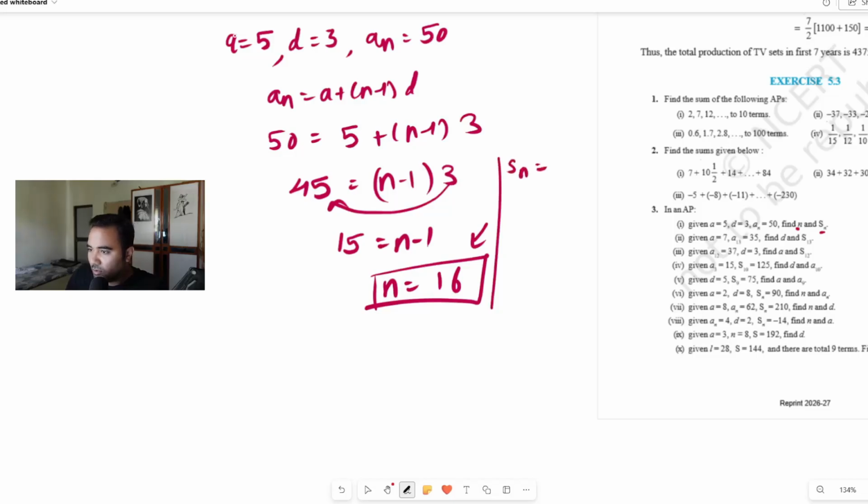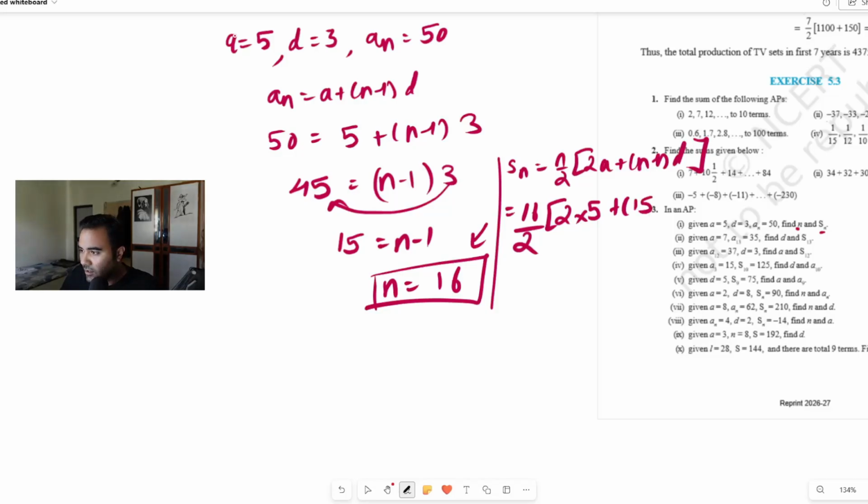Sn is equal to n upon 2, 2a plus (n minus 1)d. Put the values. 2 into 5, plus n is 16. 16 minus 1 is 15, multiplied by the common difference, which is 3, right?